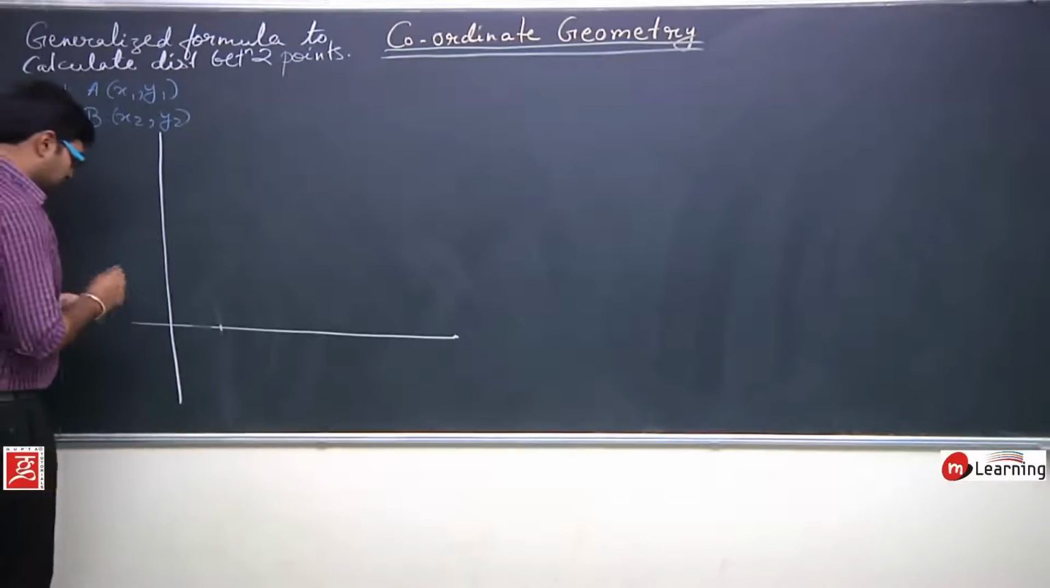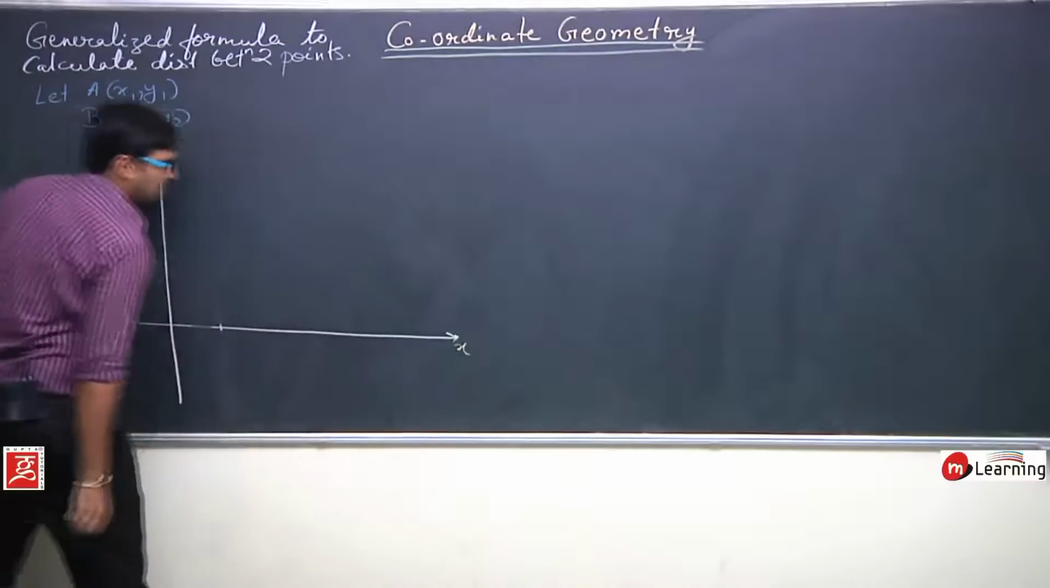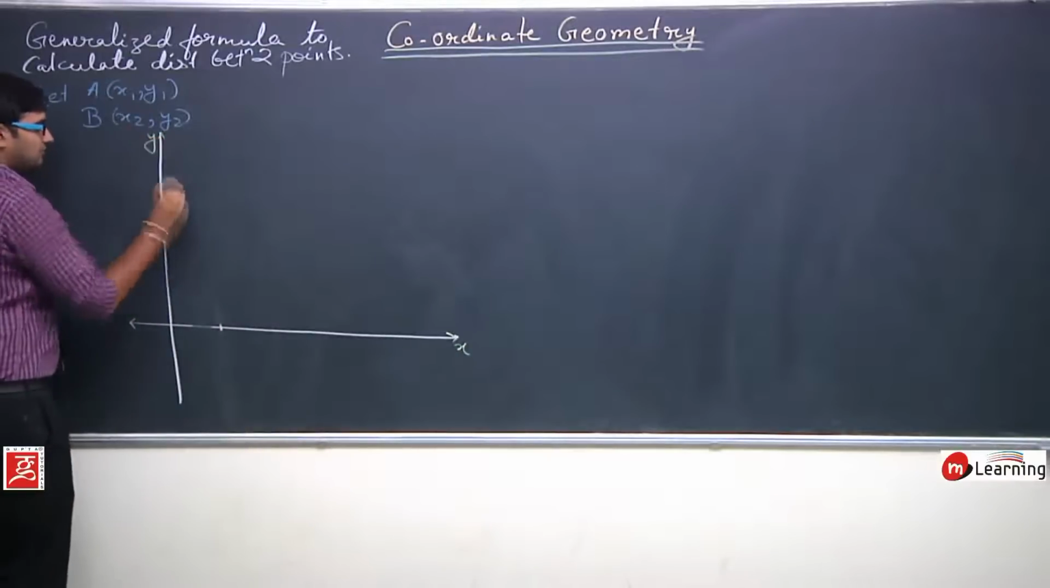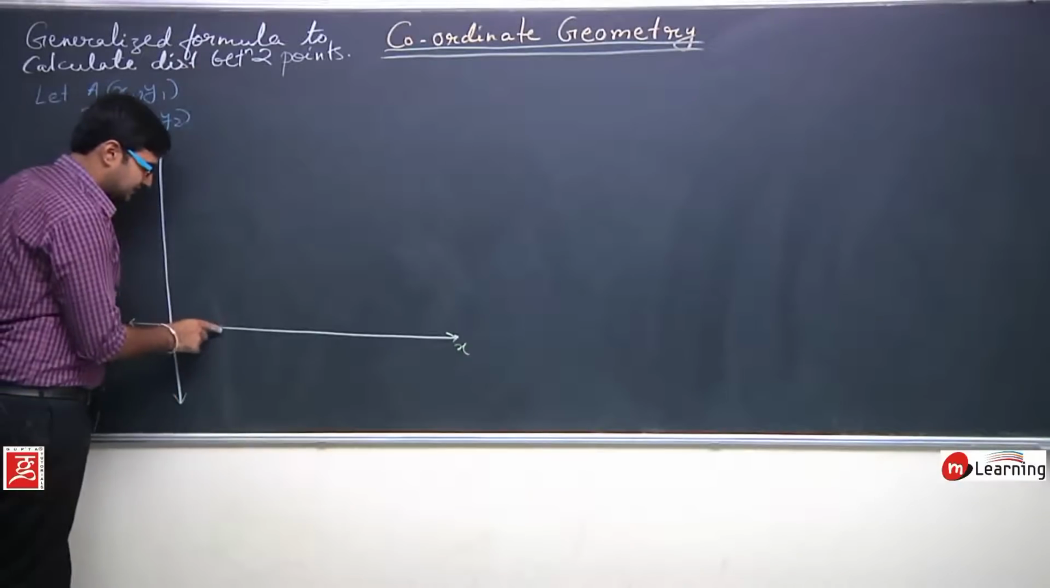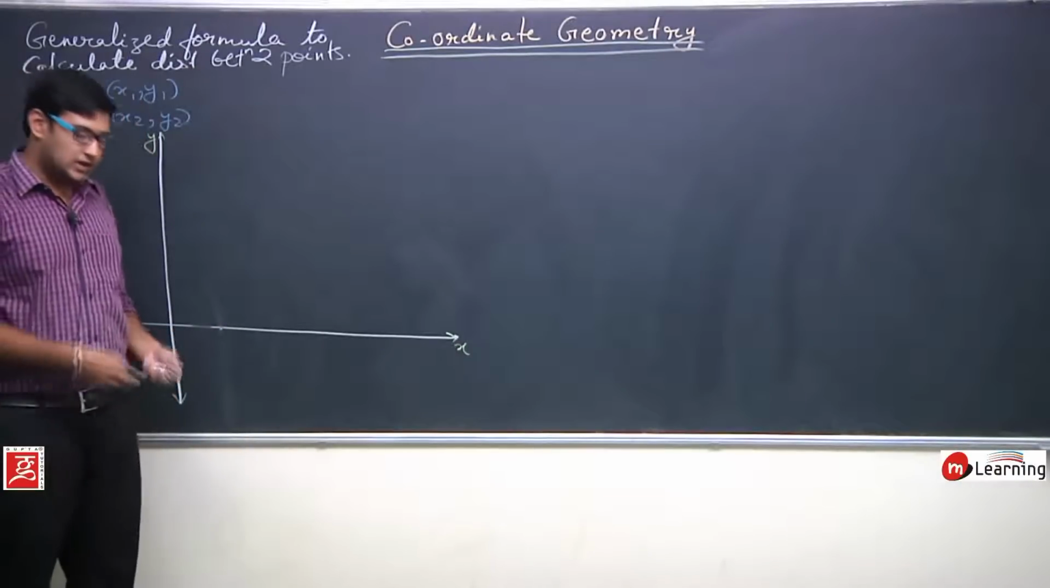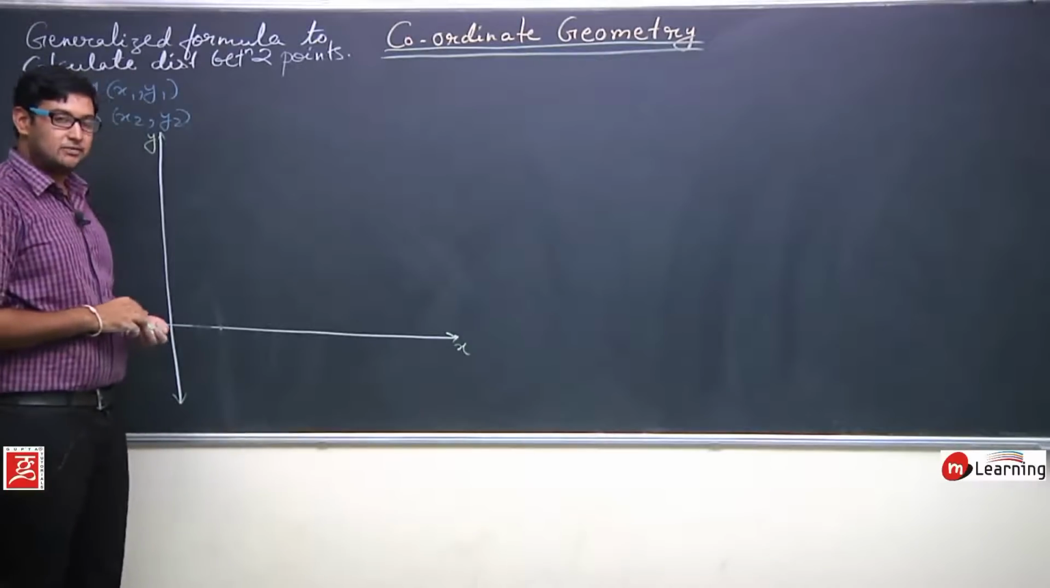Now it is straight. So this is our x axis and this is our y axis. Now let us plot these two, let us locate these two points A and B.